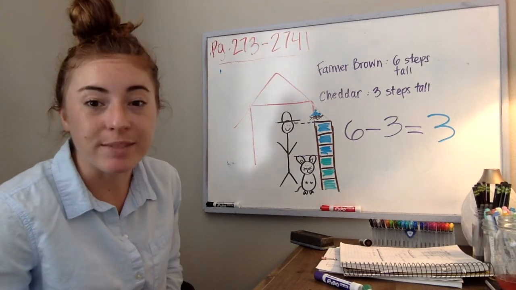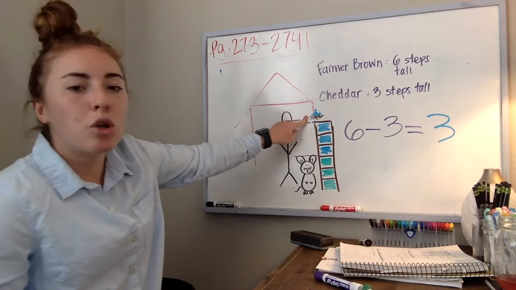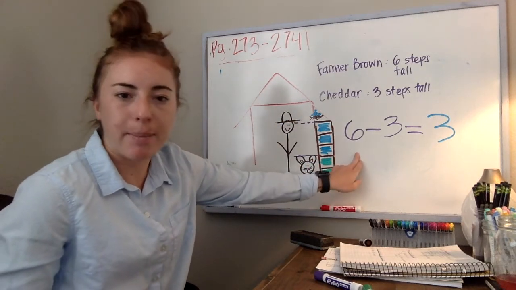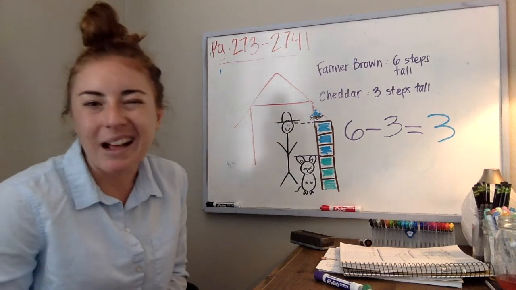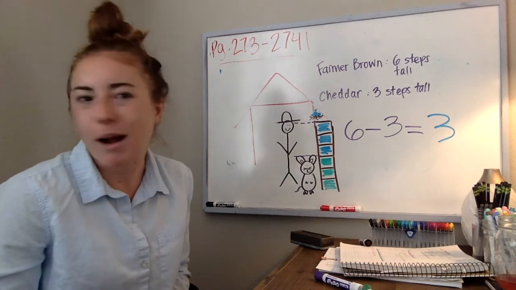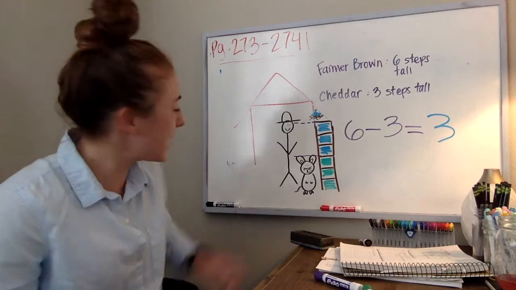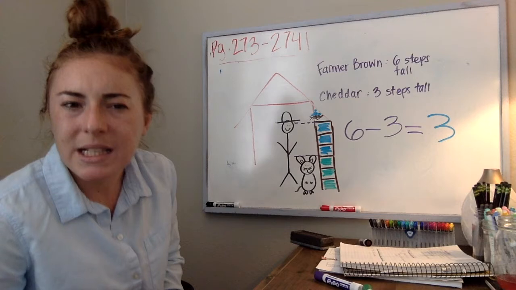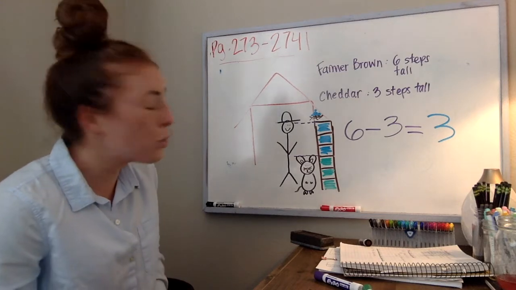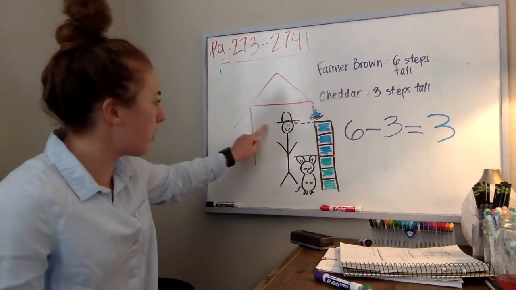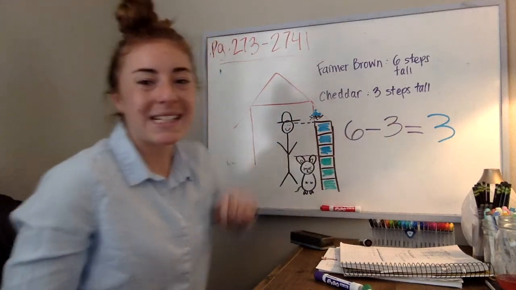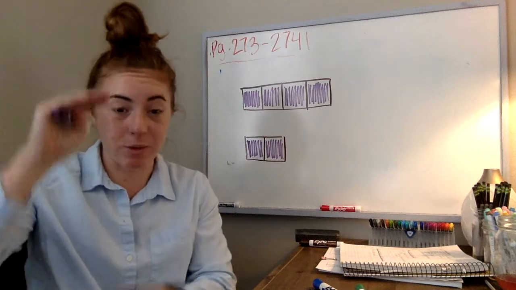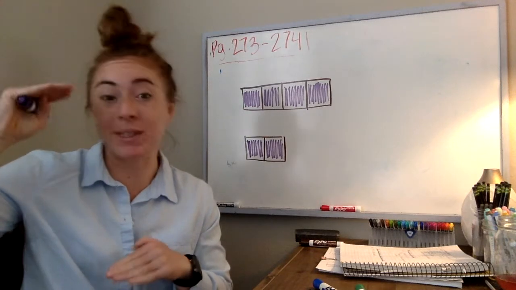Now I have a question. If the nest was not so high and it was around the 3rd step, do you think Cheddar would need a ladder? Probably not. He wouldn't need a ladder because he's only 3 steps tall. Which one is the taller one again? Who's taller? Farmer Brown by 3 steps. Good job. So we've been talking about the height, which is how tall something or somebody is.